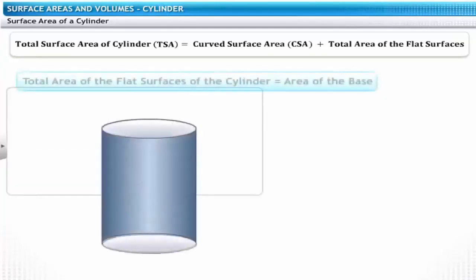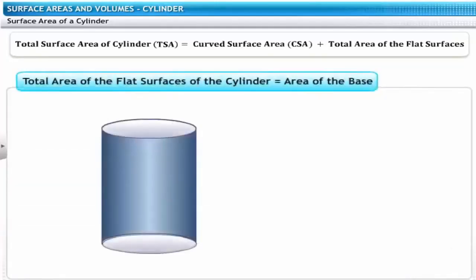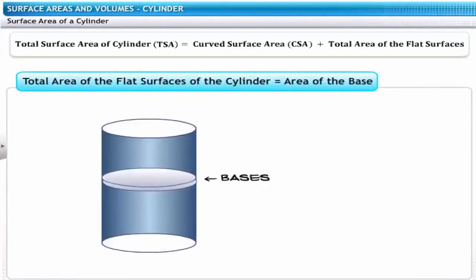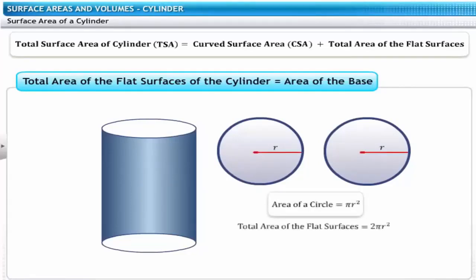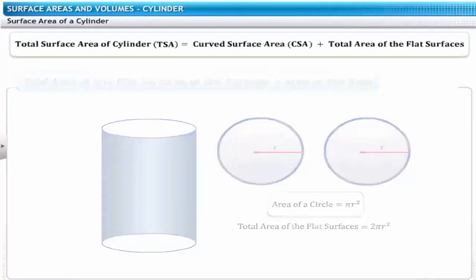Now, let's determine the area of the flat surfaces of the cylinder, which is nothing but the area of the base of the cylinder. The flat surfaces of a cylinder are made up of two congruent circles. Let's assume the radii of the circles as r. The area of each circle is equal to pi r squared. Area of two circles is equal to 2 pi r squared.